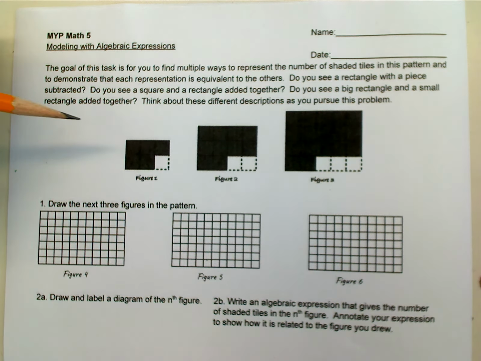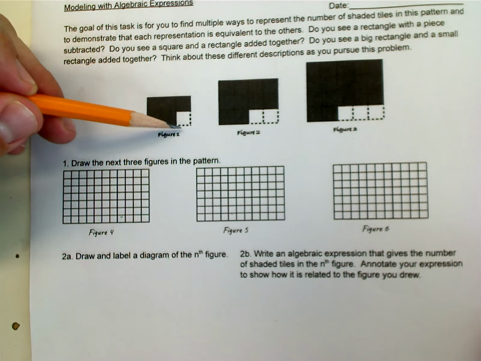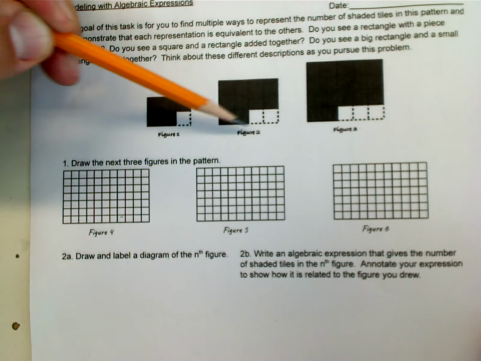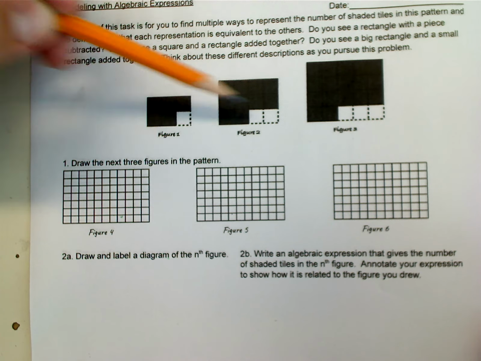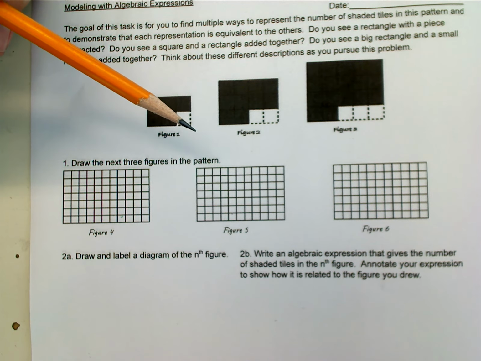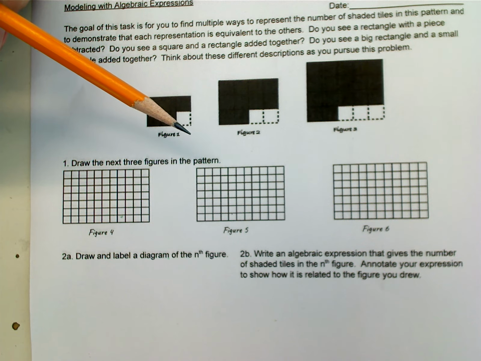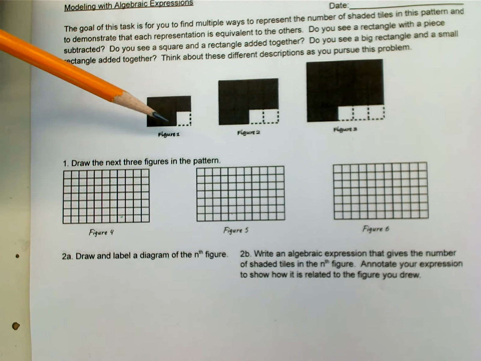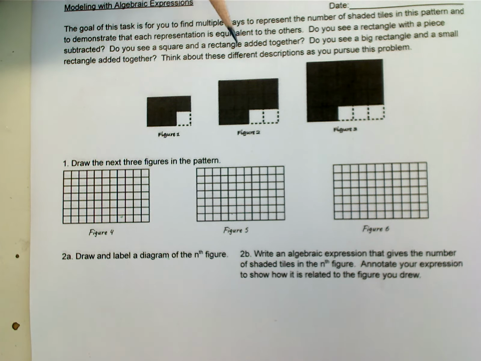So I like to think about the first one where it says a rectangle with a piece subtracted. Surely you can see a rectangle with this little corner subtracted. And in each of these figures, you can see a full rectangle and a little corner taken away from that. So I call that a subtractive model, because we're actually subtracting away a piece of the full rectangle. And then these other 2 are additive models.